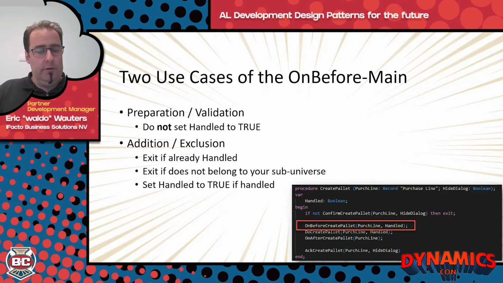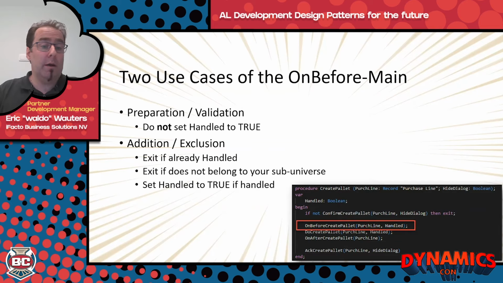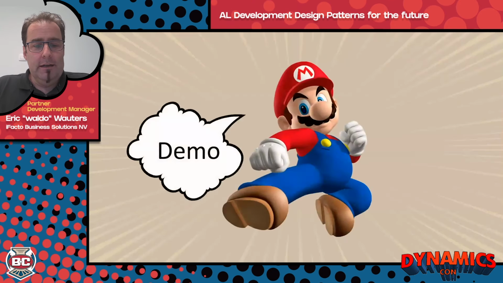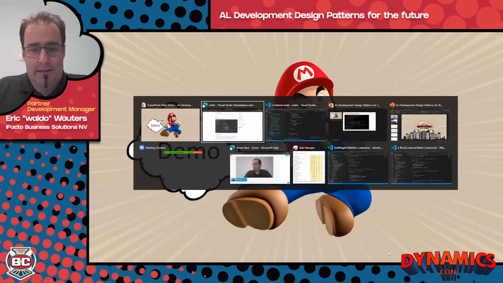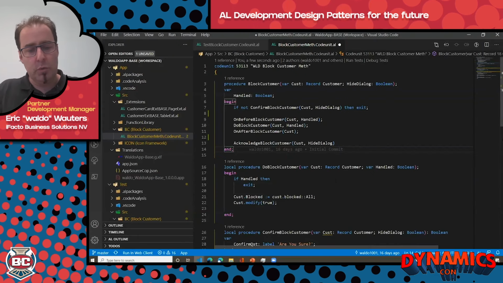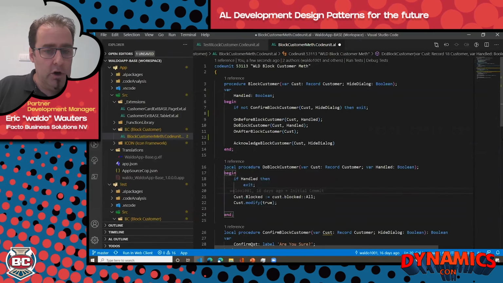And otherwise, I do not set the handled, and then I'm basically just extending, right? I'm subscribed to the on before, and I might be adding some values to the same table, or I might be doing extra stuff to extend the business logic. So that is quite interesting. So let's see this in practice. Again, the same thing, but I just want to drive a little bit through the code so you can see how the mechanics are.